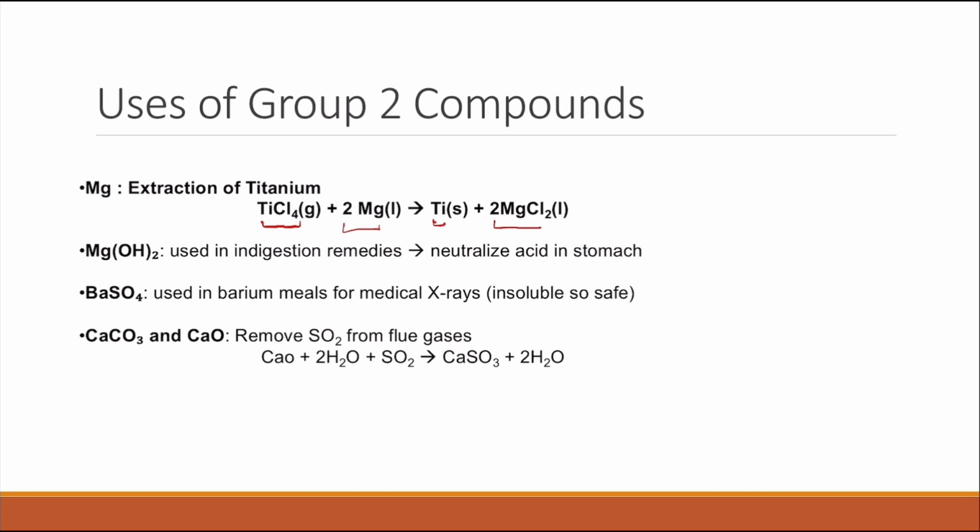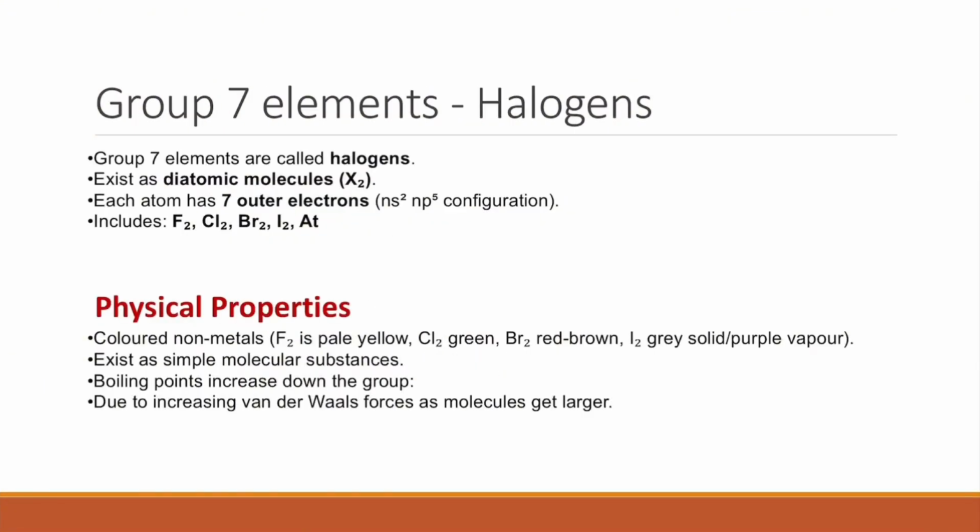Barium sulfate is used in barium meals for medical x-rays because it's insoluble and it is safe because it's not absorbed, and it can be used for the x-ray because it's opaque to the x-ray. Calcium carbonate and calcium oxide remove sulfur oxide or sulfur dioxide from the flue gases, and the reaction between calcium oxide with water and sulfur dioxide will give calcium sulfite.